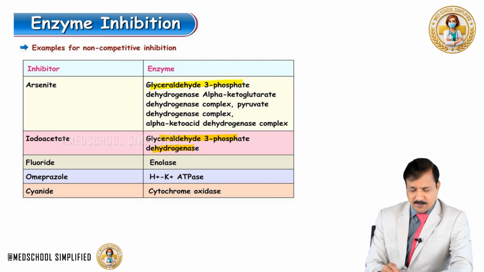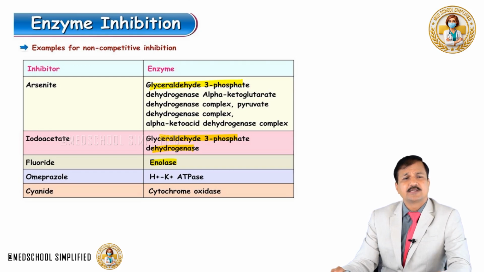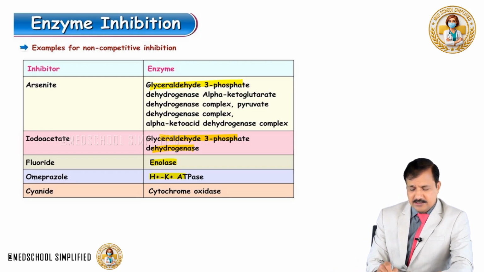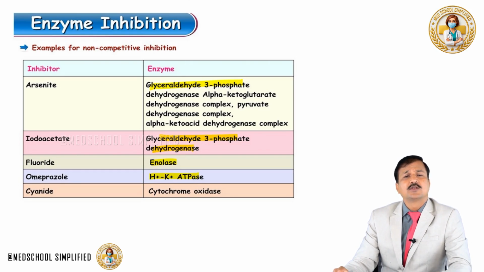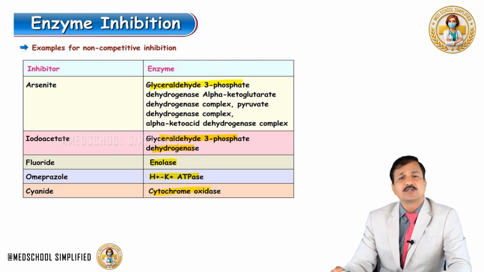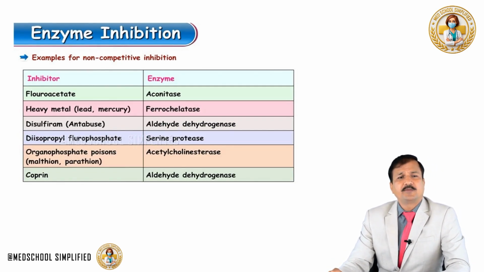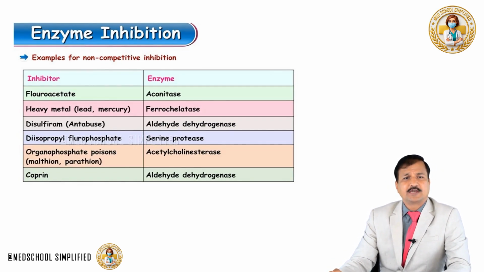Fluoride acts as a non-competitive inhibitor on the enolase enzyme, which is a glycolytic enzyme. Omeprazole acts as a non-competitive inhibitor on H plus K plus ATPase, the proton pump. Cyanide is a non-competitive inhibitor on cytochrome oxidase, which is present in the electron transport chain. Now, some of the other non-competitive inhibitor examples here: fluoroacetate.